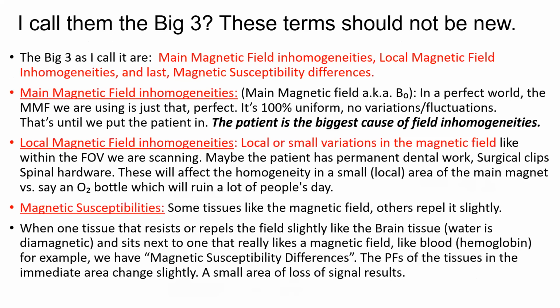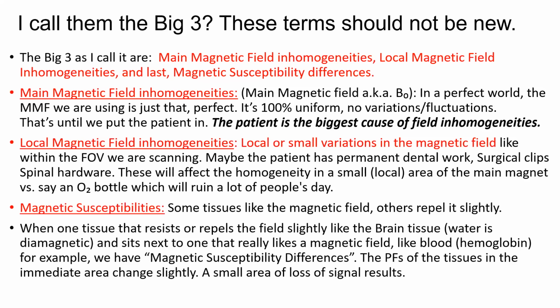And then guess what? We put the patient in there, and they're the biggest cause of field inhomogeneities. They've got air in them. They've got a heart that's beating. They've got flowing blood. Maybe they've got a mouthful of braces or something. That's going to affect the field homogeneity. So that's the main magnetic field.